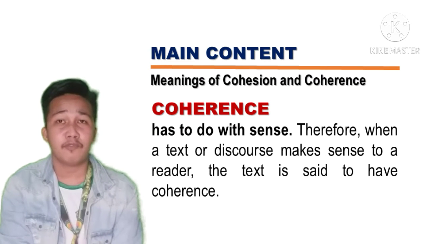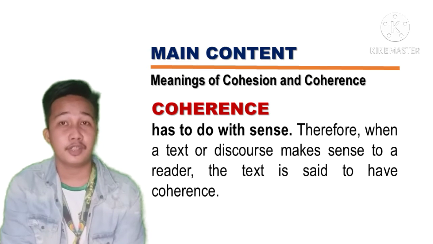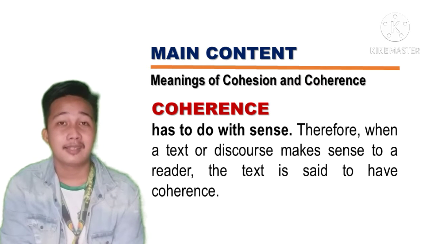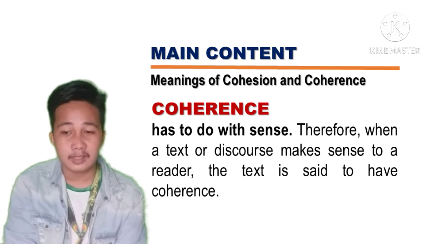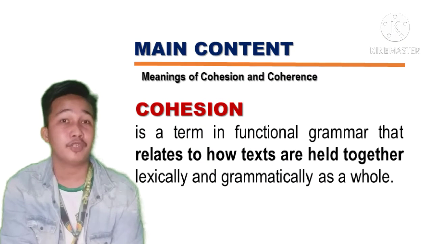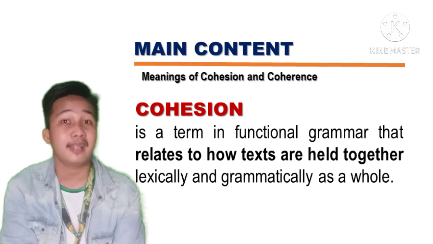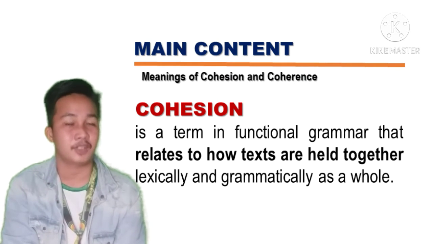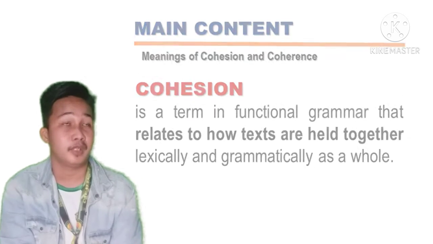So let us now first define coherence and cohesion. Coherence has something to do with sense. That is why when a text or discourse makes sense to a reader, then definitely the text is said to have coherence. While cohesion, in functional grammar, relates to how texts are held together lexically and grammatically as a whole. So to understand it better, we have an example here.